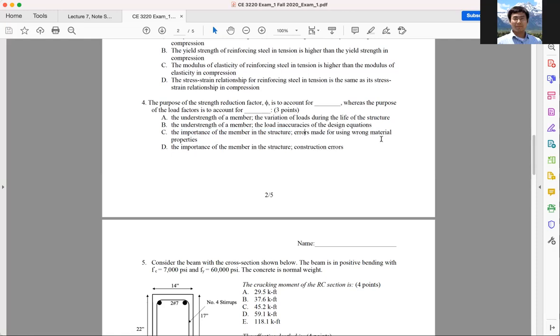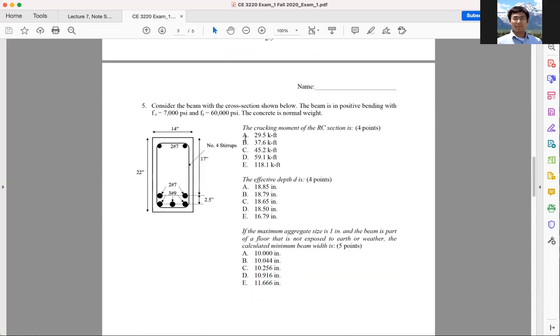Errors made for using wrong material properties. Nah, there's nothing to do with load factor. So I'm not going to select that. D, the importance of member in the structure. Sure, construction error. Oh, come on, forget about it. If I'm going to know I have a construction error, I'm not going to design it that way, right? So apparently A is the correct answer. Okay, so that is the understanding of phi and load factor. Okay, all right, moving on.